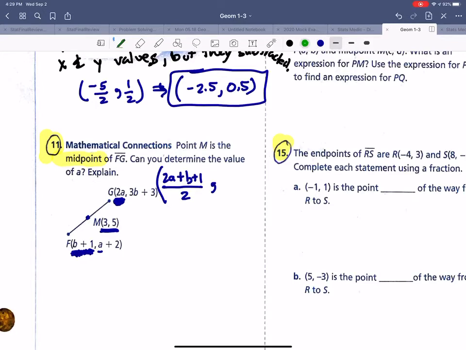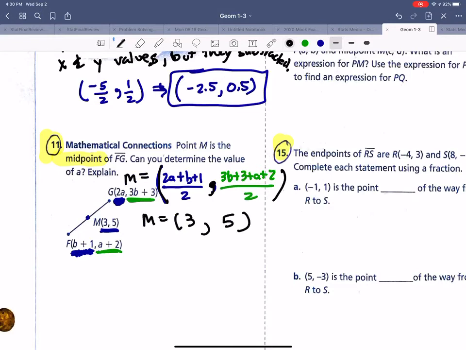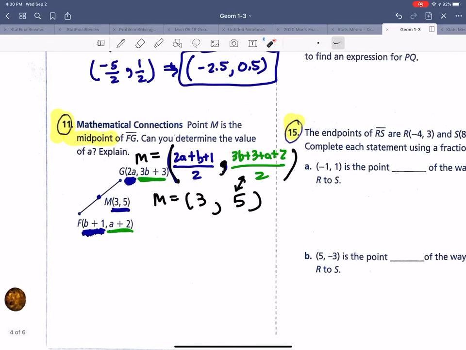And now we're going to add the two y values. So 3b plus 1 plus 3 and a plus 2. Add those together and divide by 2. Okay, so we have our coordinate, and we're actually given the answer, right? We know that this is the midpoint formula, and we also know that the midpoint is equal to 3, 5. So we technically know that this yucky stuff right here has to equal 5, and this yucky stuff has to equal 3. And that's what algebra does for us.